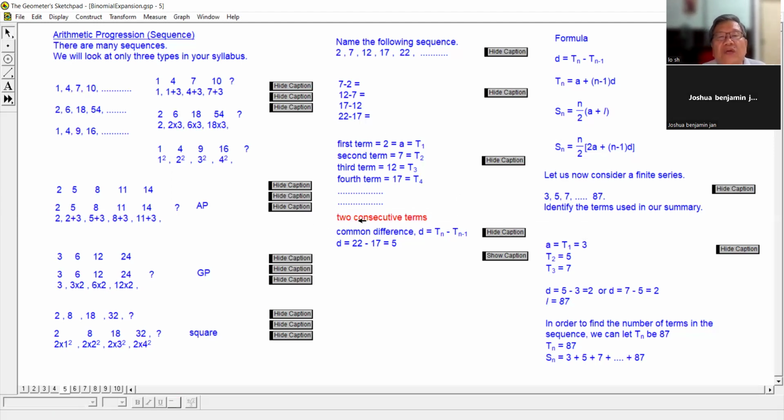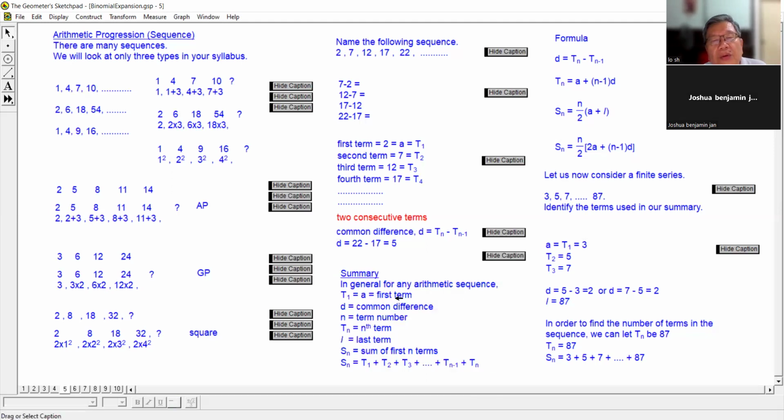So if you take two consecutive terms like this, n and n minus 1, you subtract the one in front from the one behind. Cannot take the front minus behind. Must take the behind minus the front. And that number will be our common difference. Different arithmetic progressions have different common differences, right?